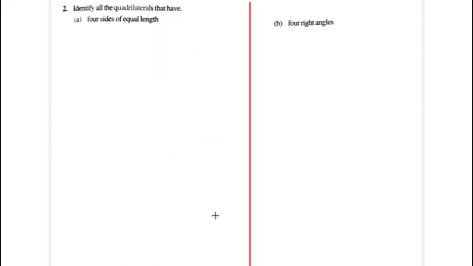Now come to number 2. Identify all the quadrilaterals that have 4 sides of equal length. Now we have just discussed a square. In a square, all the sides are equal, as well as in a rhombus, all the sides are equal. So the answer is a square and a rhombus.